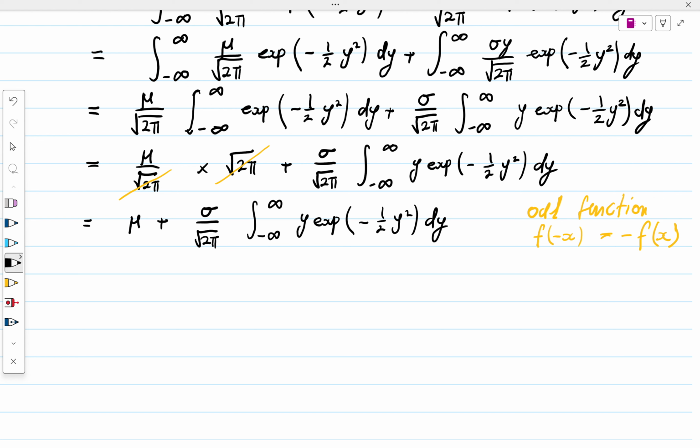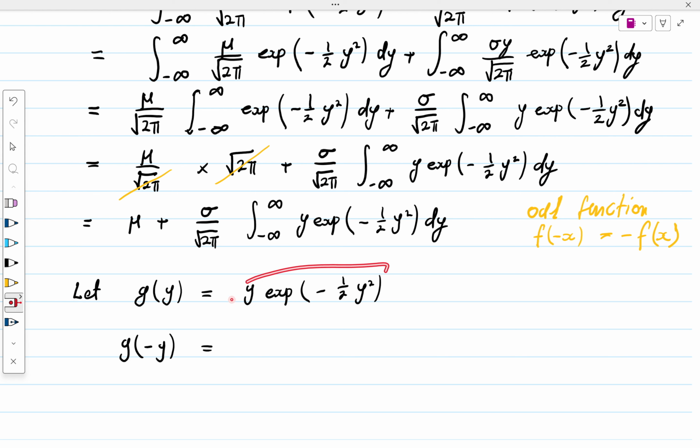Quite simply, let g of y equal y exp of negative a half y squared. So that would mean that g of negative y would be, let's substitute negative y into this function. We would get negative y as the first term instead of y. And then we would get exp of negative a half and then negative y again instead of y, and then we'd have to square it.